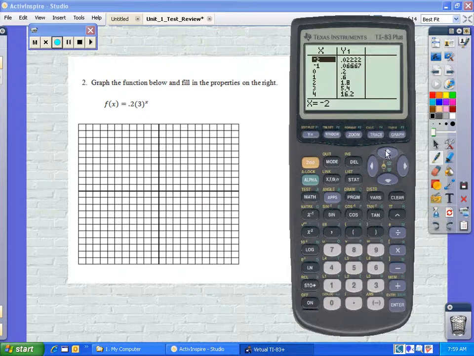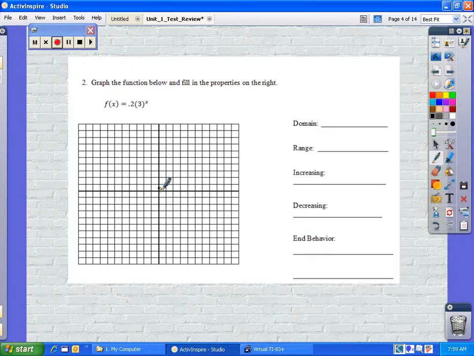Notice that this function is still approaching 0. It gets closer and closer to 0. It just never quite touches it. So again, your y-intercept is here, and it kind of goes up from there, and then you have an asymptote at the x-axis. So it's going to kind of go up like this.